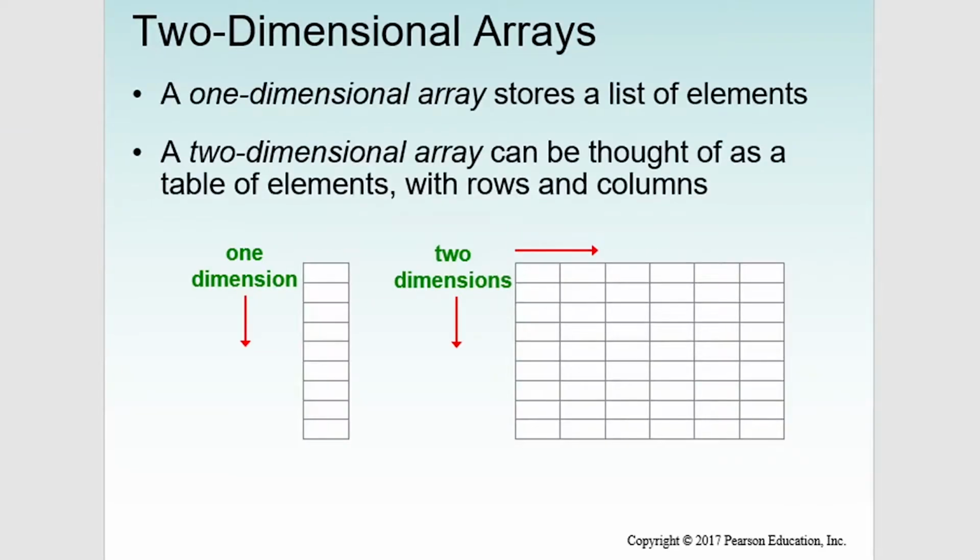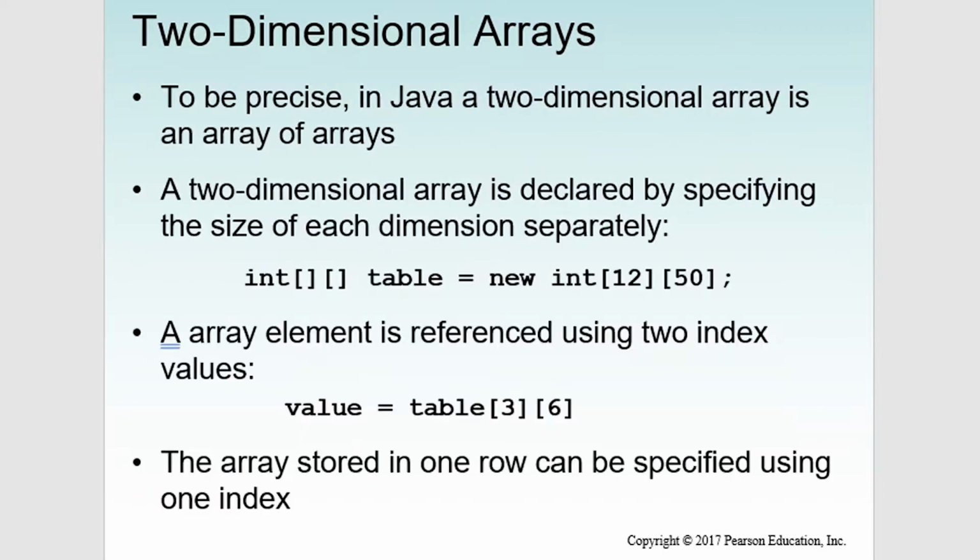Two-dimensional arrays. A one-dimensional array stores a list of elements. A two-dimensional array can be thought of as a table of elements with rows and columns. To be precise, in Java, a two-dimensional array is an array of arrays. A two-dimensional array is declared by specifying the size of each dimension separately.